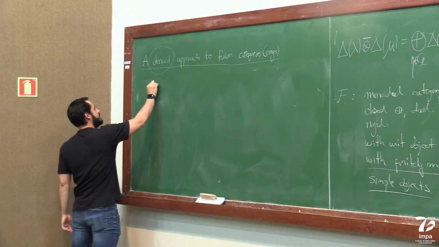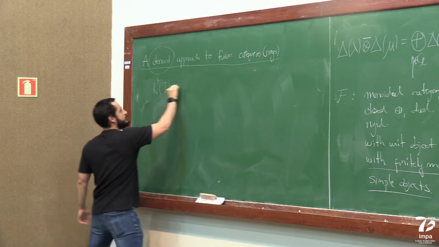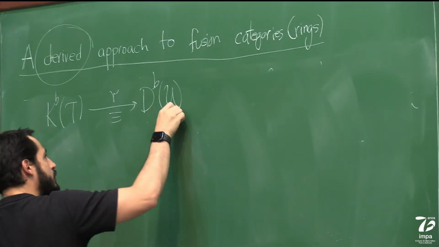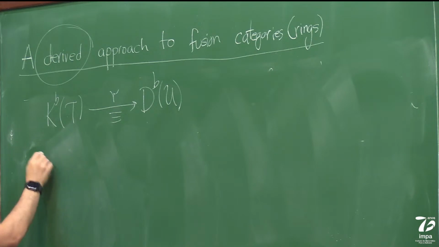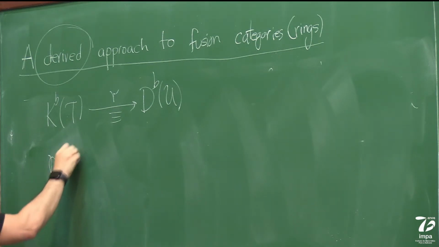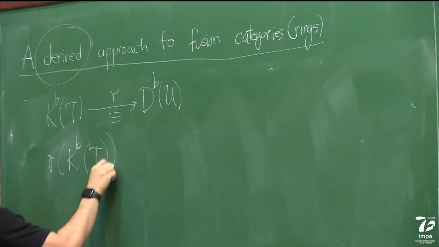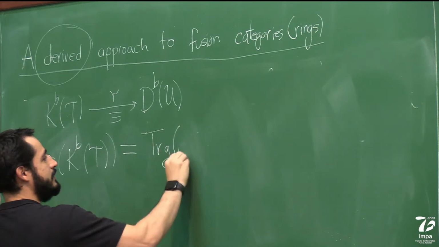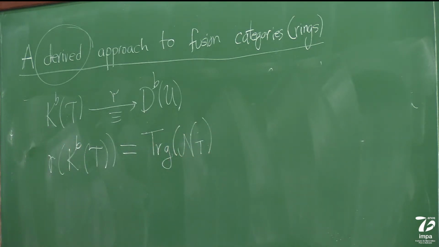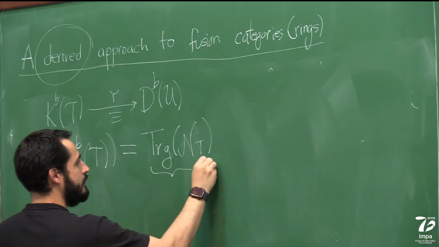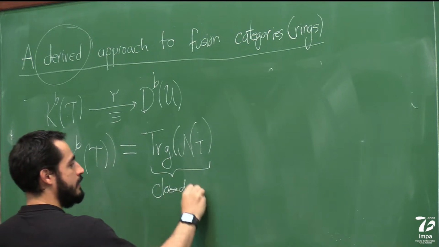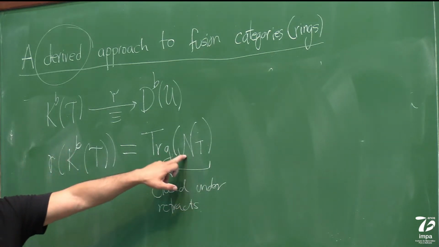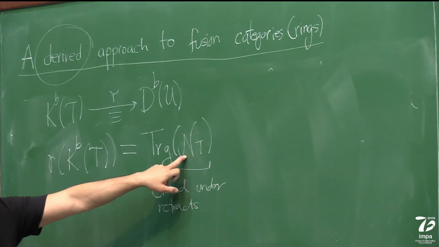So this category, let's call it KBT, with this equivalence, let's call it gamma, to the derived category Dv u. So what I have is the following: here the image of KBT, denoted as just the triangulated category generated by the negligible objects. And you can prove that this is closed under retracts. Any direct summand of an object of this is again a negligible tilting module.